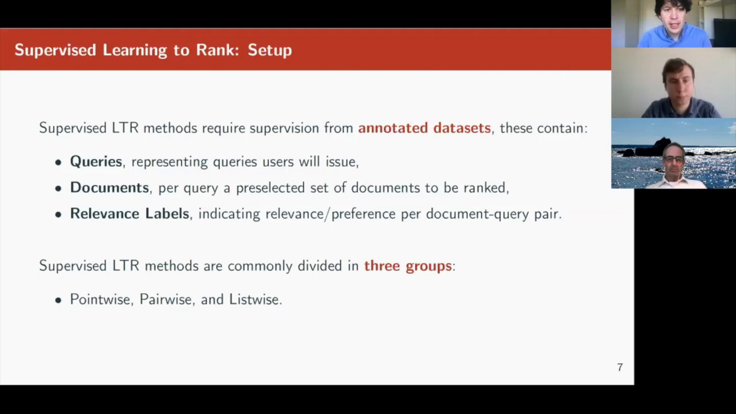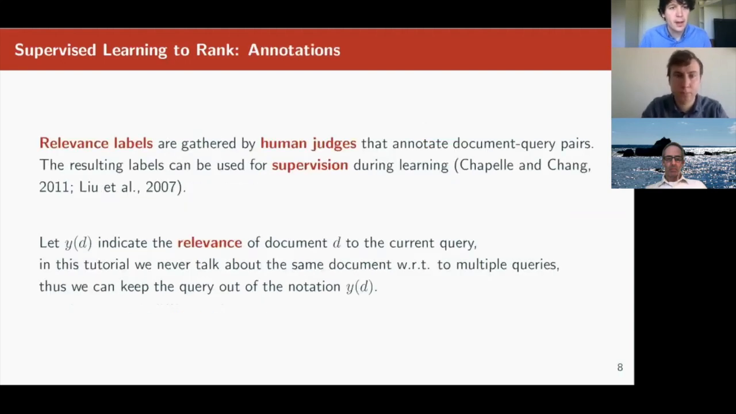And then commonly, these methods are divided in 3 groups: pointwise, pairwise, or listwise methods. If you know anything about learning to rank, you've probably heard of these before. We're going to go through them very quickly just to set the stage for the rest of the tutorial. But first, a little bit about these annotations. So these relevance labels, they have to be gathered by human judges or human annotators. So that means that people were shown these combinations of documents and queries and asked, does this look relevant? Does this look good or not? And these are really nice because we can use them as supervision, right? We have something that we can consider a gold standard.